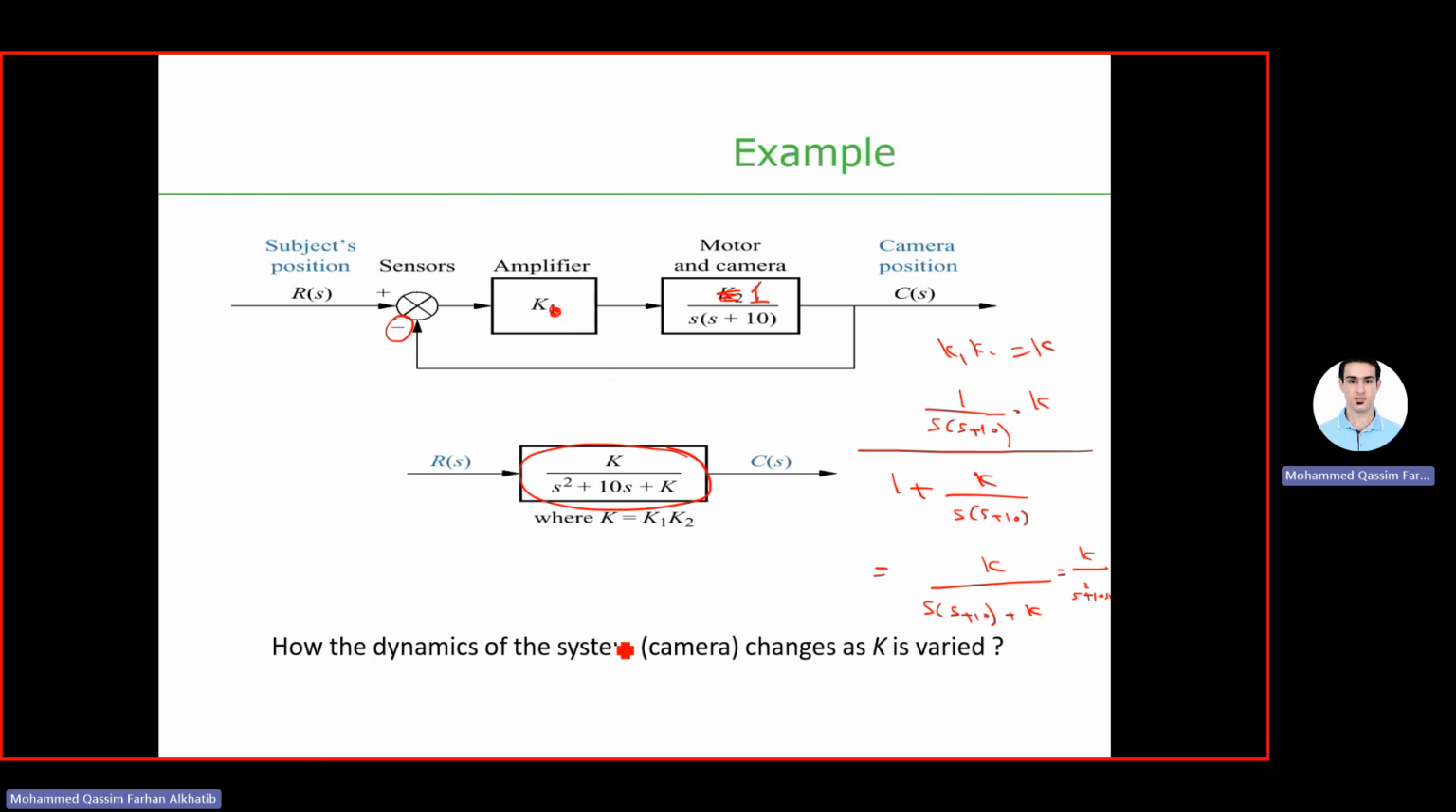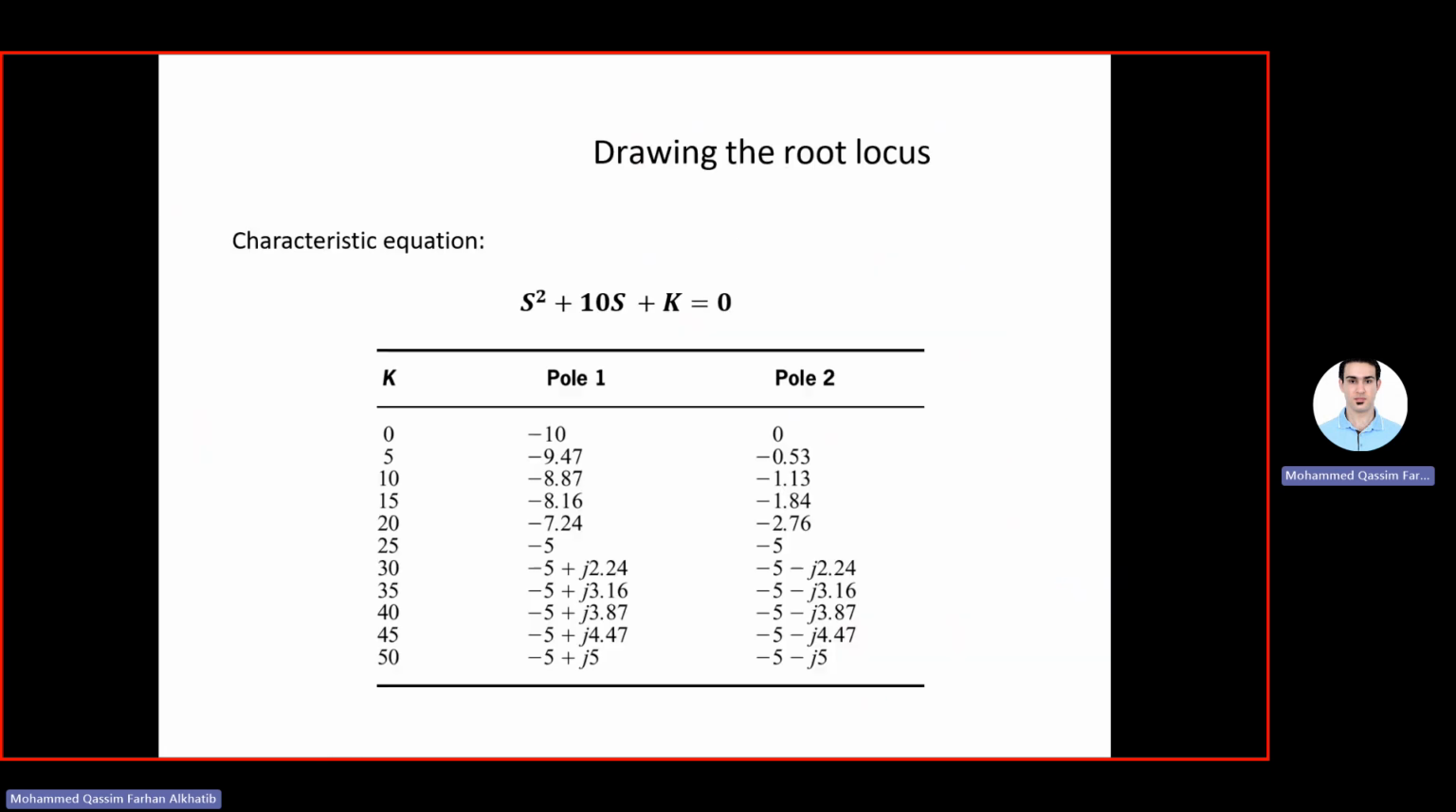So what will be the dynamics of the system for varying values of K? Here is the same example now. Initially, when there is no K, when K is 0, the poles were at S squared plus 10S equals 0. So take S as a common factor: S times S plus 10. So initially I have my poles.